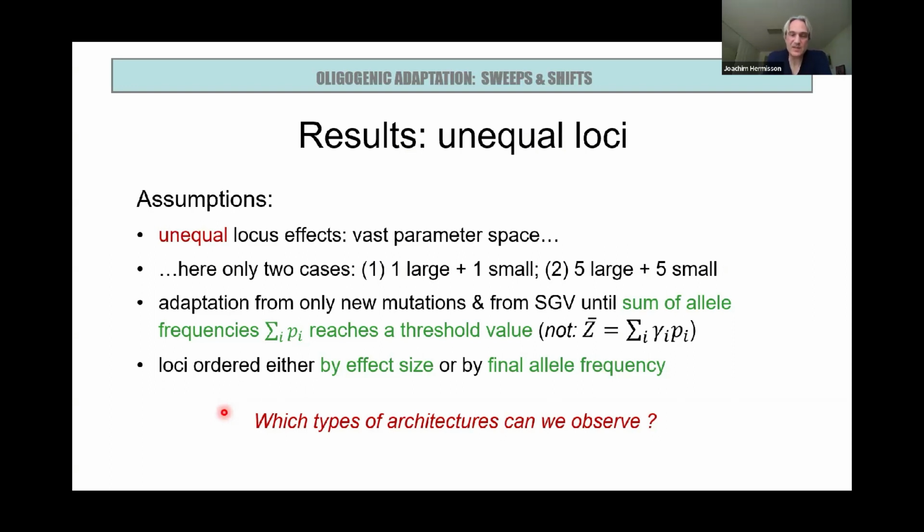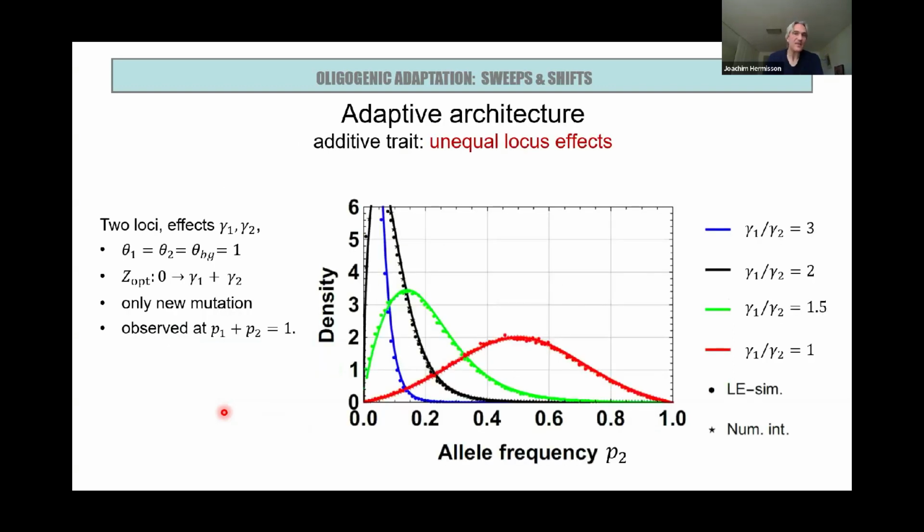And what kind of architectures do we observe? Okay, let's do first this very toy model of just 2 loci, just to start somewhere. This now is a case where I order allele frequencies according to effect size, and in particular from these 2 loci, 2 effect sizes here. Same mutation rates at both loci. So this is adaptation, only new mutation in this case, and we observe it when the sum of the allele frequencies is just 1.